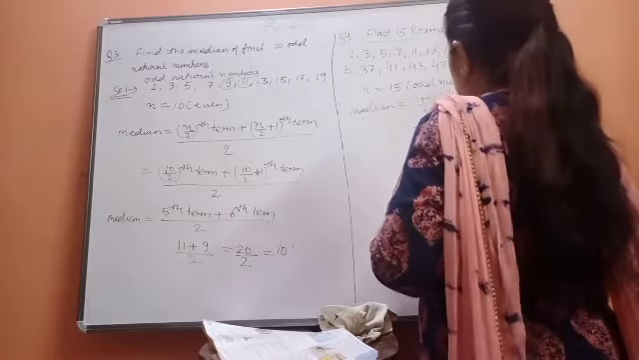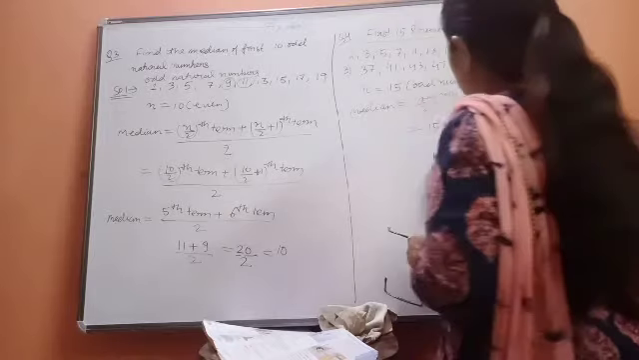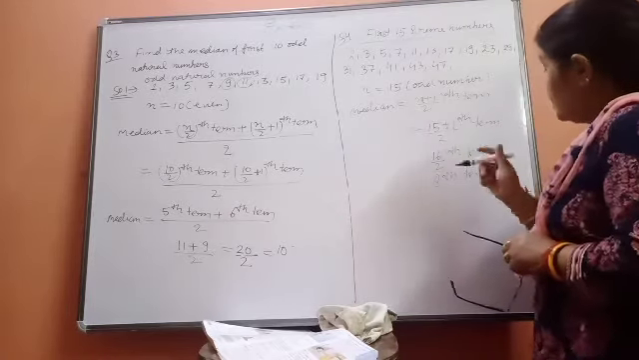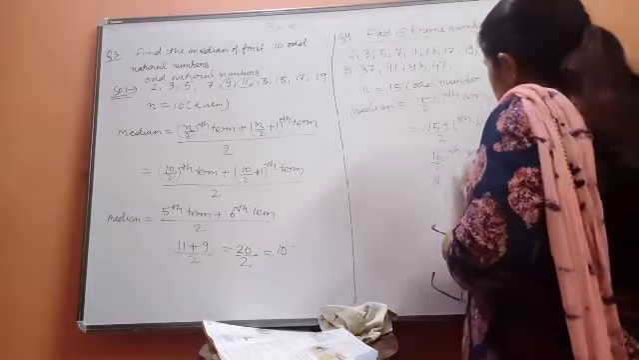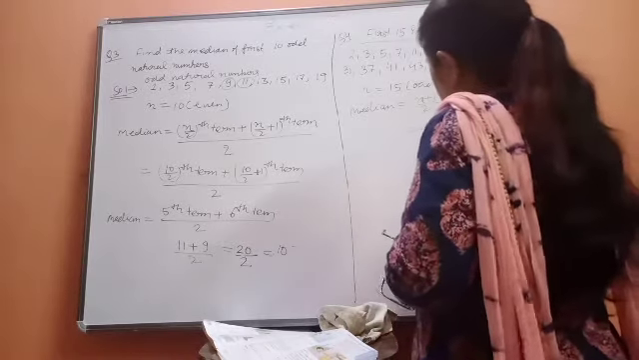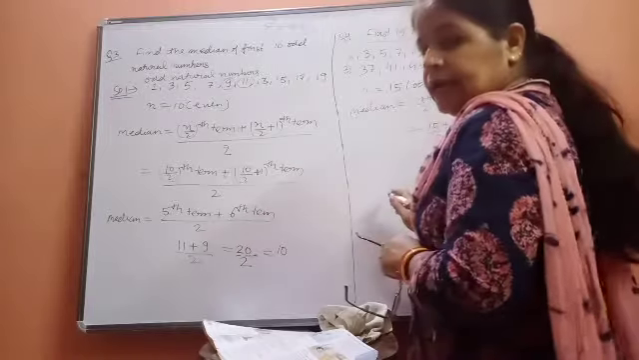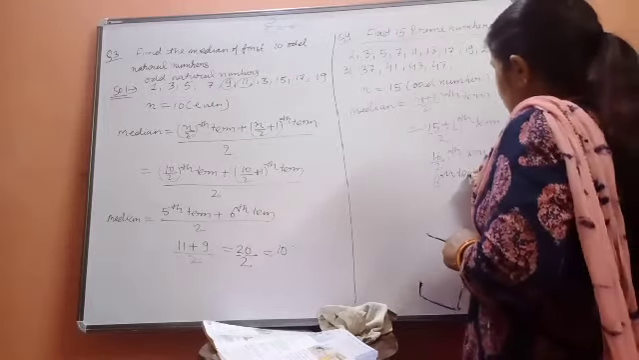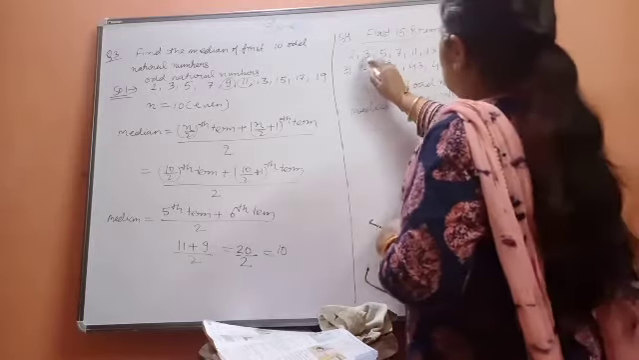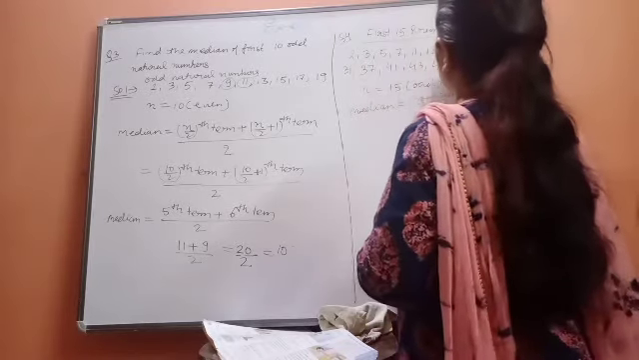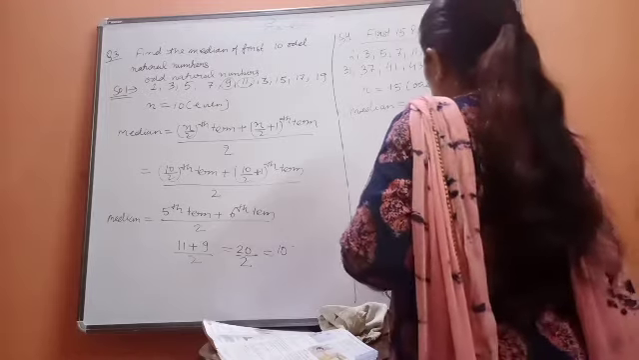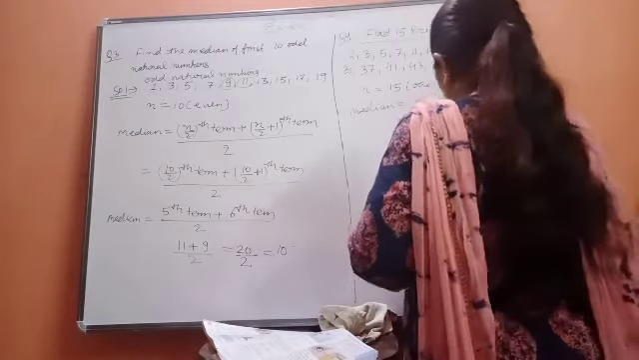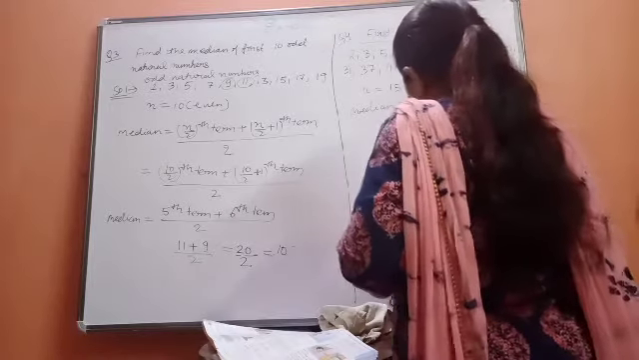Otherwise, if children are not writing this th term, what mistake are they doing? They are writing 8 and their final answer is 8 as the median. 8 is not the median. The 8th term is the median. So what will be the 8th term now? 1, 2, 3, 4, 5, 6, 7, 8. So what will be the median now? So median is equal to 90. So in this way you will do the question, beta.